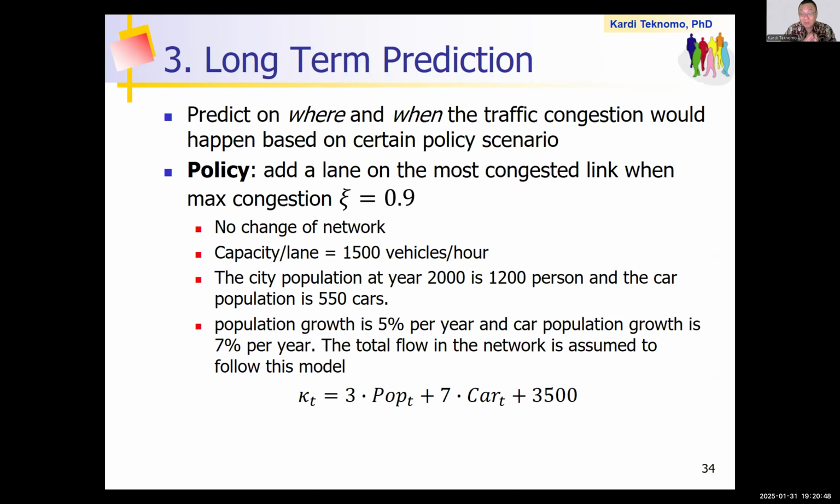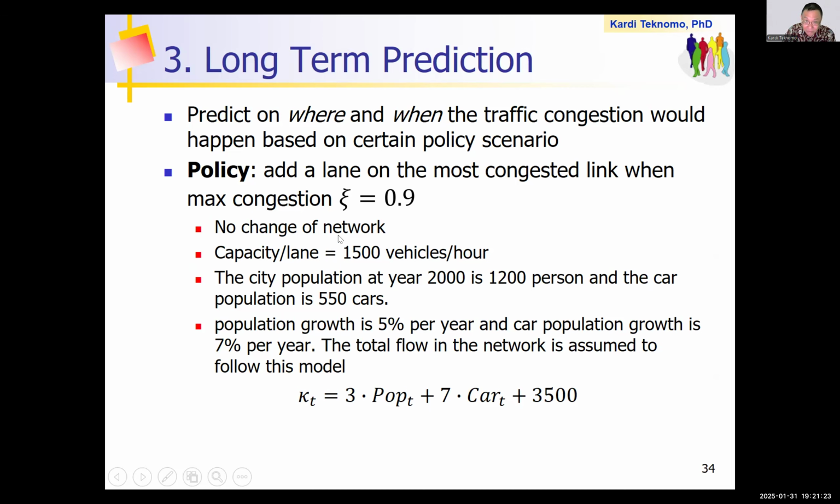Okay. So in fact, you can connect it with the econometric model. This is an example of econometric model. Yeah. So then you can start to predict where and when the traffic congestion would happen, yeah, based on certain policy scenario. So example here, I want to add a lane. Okay. The policy is you will add a lane in the most congested link when the maximum congestion has already reached 0.9. Okay. These are the assumptions.